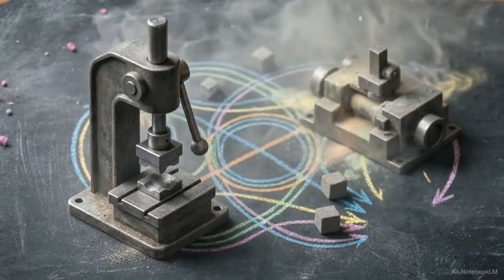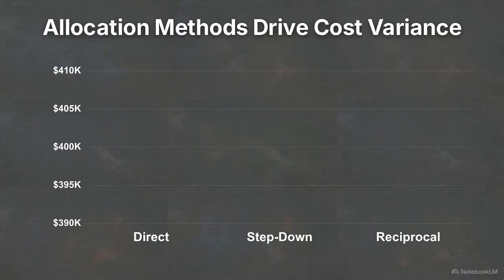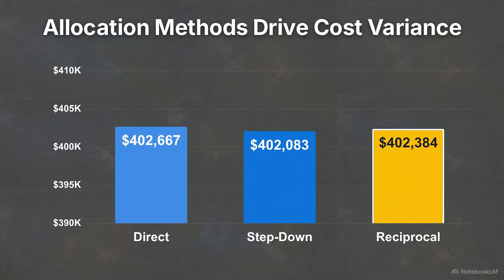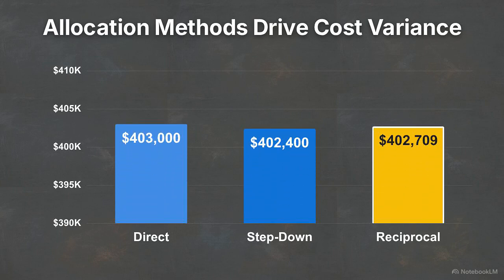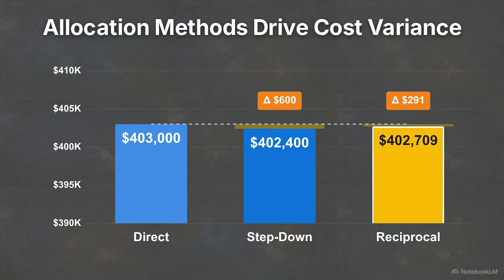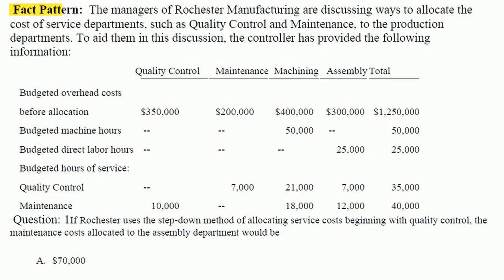usage spikes elsewhere. This variance matrix compares the final overhead totals mapped to the milling department across the direct, step-down, and reciprocal methods. The visible delta between these figures proves how the choice of accounting mechanics dictates the real dollar product costs. This specific fact pattern is exactly what you will encounter on the CMA examination.